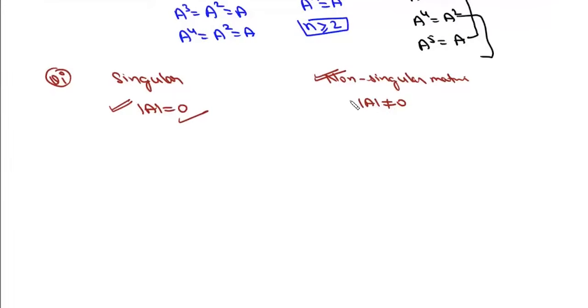If determinant is 0, it's singular, and if determinant is non-zero, then it is non-singular. And if the matrix is non-singular, then that matrix is invertible, which simply means that A inverse exists. So inverse of a matrix will exist only for a non-singular matrix. For singular matrices, A inverse won't exist.